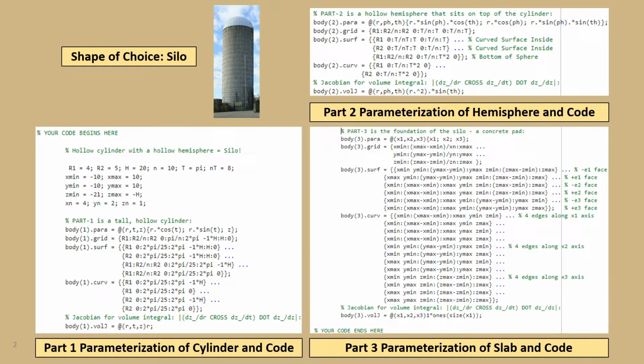As you can see in the parameterization for all three of these individual shapes, I have the simplest parameterization for a cylinder, a sphere, and a slab individually. Starting with the cylinder, you can see the r times cosine t, r times sine t, and z in the x, y, and z dimensions respectively. As well as I would like to highlight the Jacobian volume integral, as you can see in the bottom there. Through doing the hand calculations, I was able to determine that that Jacobian volume was just r.